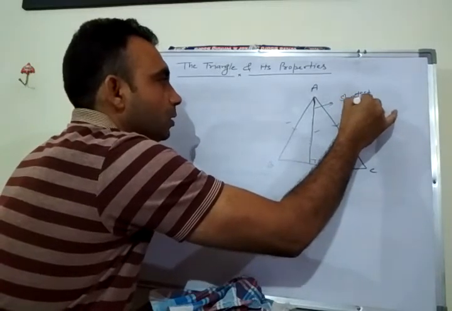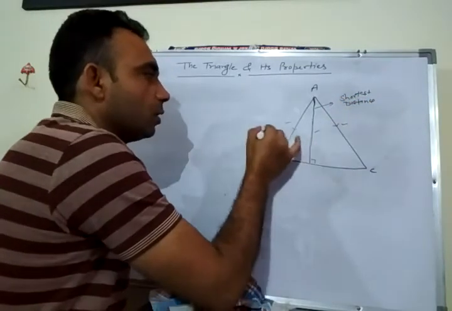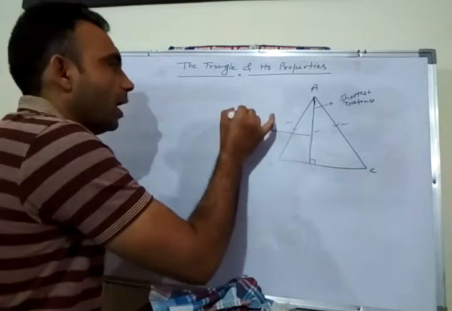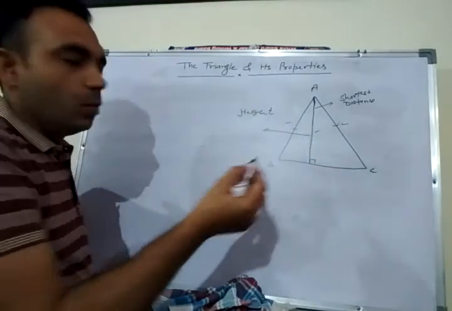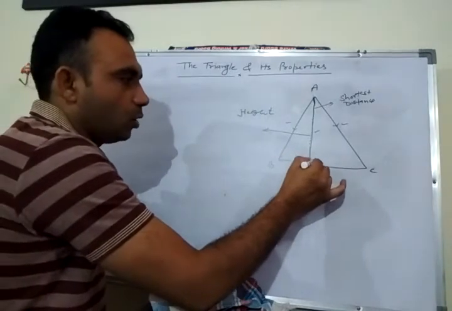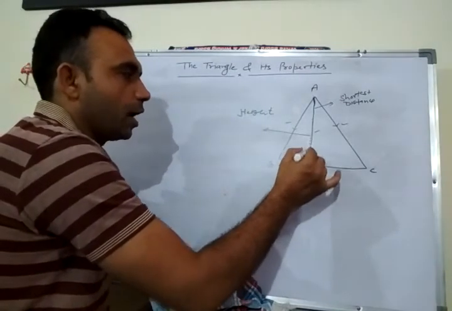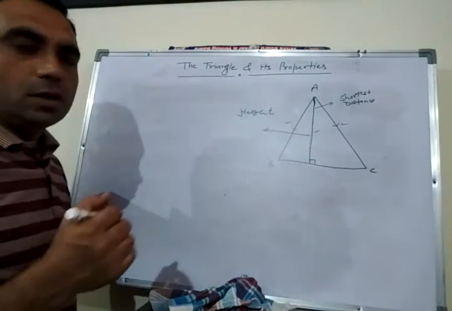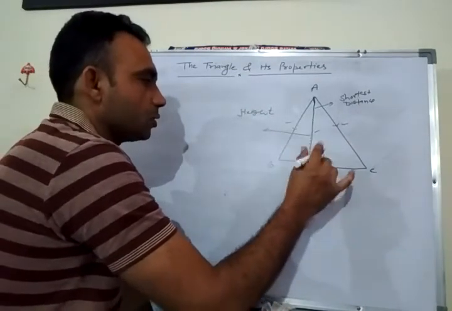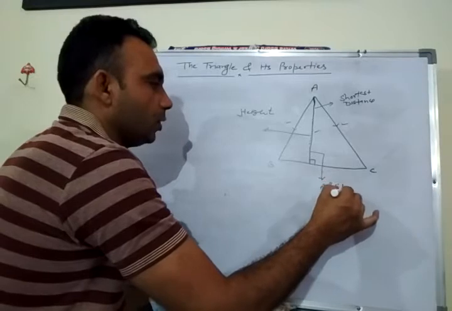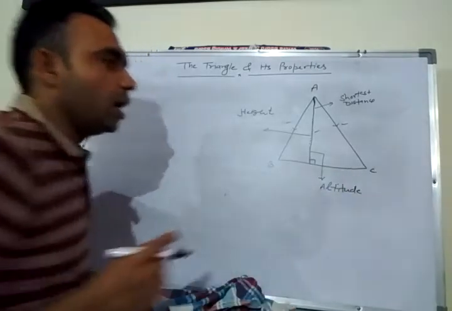Or this is also called height. This is also called height because it is perpendicular at the point of contact. So in mathematical language, this is called altitude. So what is altitude?